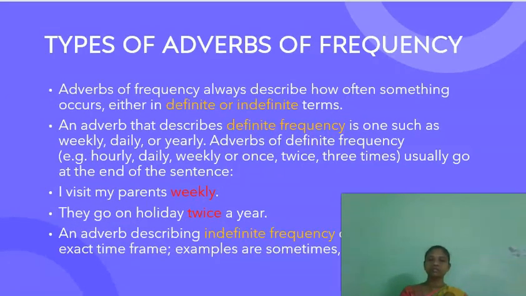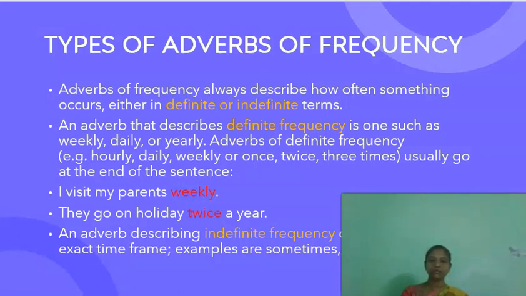Let us pass on to the types of adverbs of frequency. Adverbs of frequency always describe how often something occurs, either in definite or indefinite terms. An adverb that describes definite frequency is one such as weekly, daily, or yearly. Adverbs of definite frequency usually go at the end of the sentence. Example, hourly, daily, weekly, or once, twice, 3 times, etc.